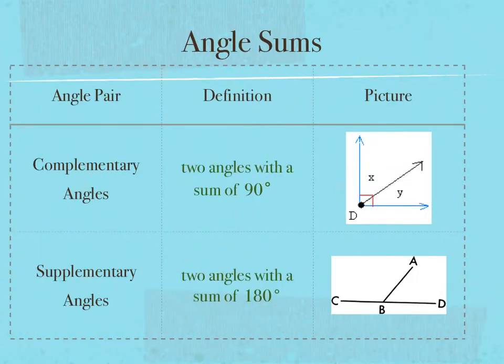Complementary and supplementary. These are going to be important because you're going to see problems that say something like such and such angles are complementary. Right away off the top of your head you should be going, oh, then I know they add up to 90. And supplementary, they add up to 180. Okay.